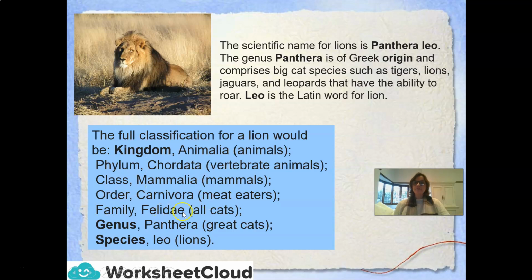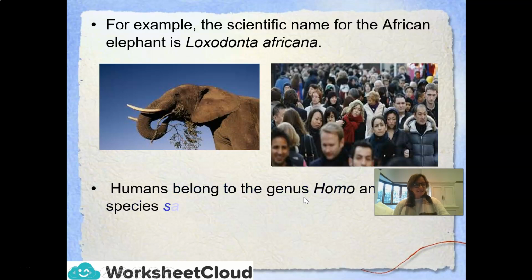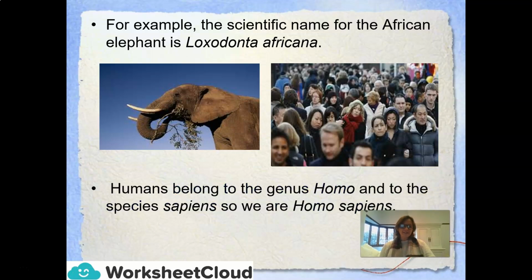The family is Felidae, or the cat family. The genus is Panthera, the great cats. And the species is Leo, for lion. Interesting how it all starts to make sense to you, isn't it? Okay, let's take a look at 2 other very easy examples.